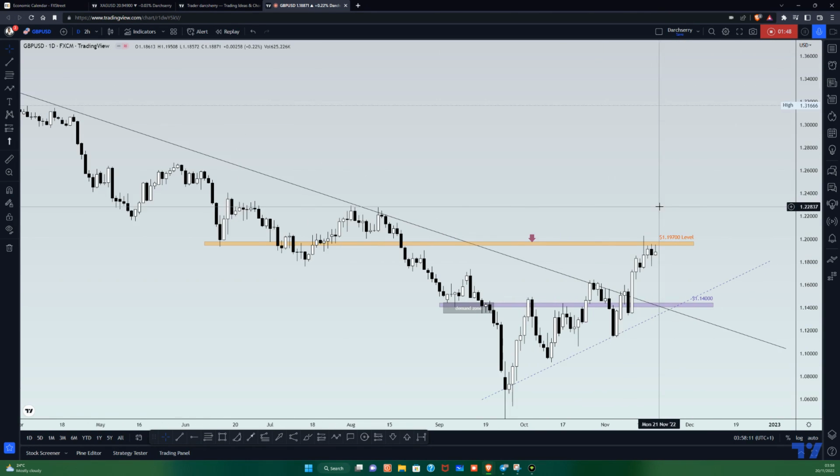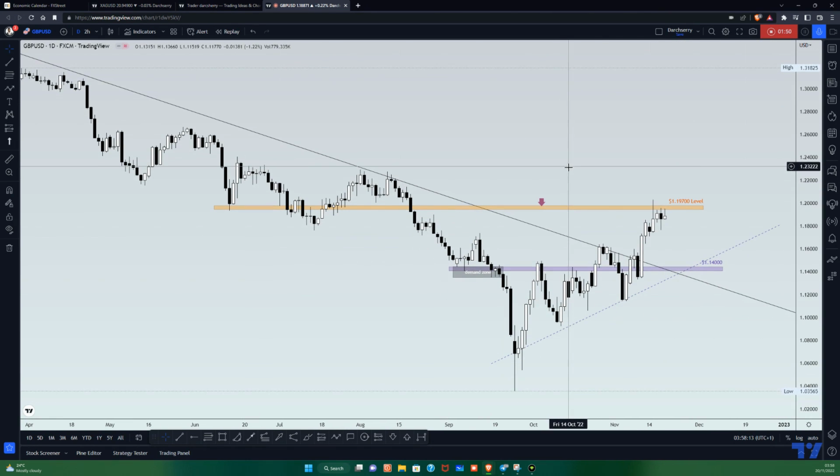The most important structure here now falls around the 1.19700 level, and the reason why is simply because of how this level has been a major determinant of price action since the month of June. If we go as far back as the month of June, we can see how this level was holding buying pressure at one point in time.